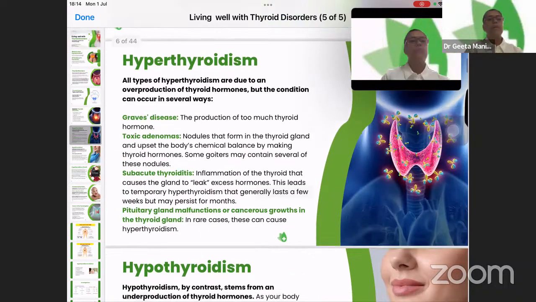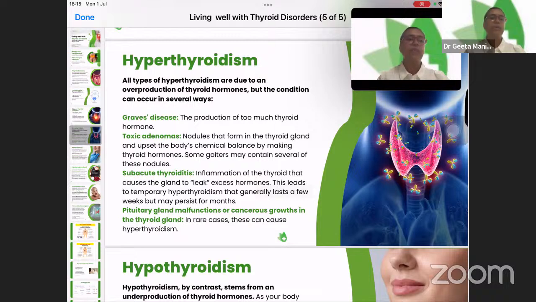Hyperthyroidism. All types of hyperthyroidism are due to an overproduction of thyroid hormones, but the condition can occur in several ways. Graves' disease: the production of too much thyroid hormone is labeled as Graves' disease. Toxic adenomas. These are certain adenomas in the thyroid gland which produce a lot of thyroid hormone, the T3 and T4. Nodules that form in the thyroid gland and upset the body's chemical balance by making thyroid hormones. Some goiters may contain several of these nodules as well.